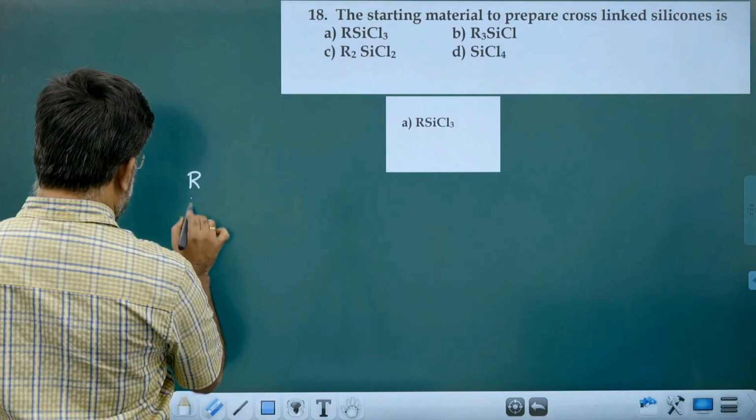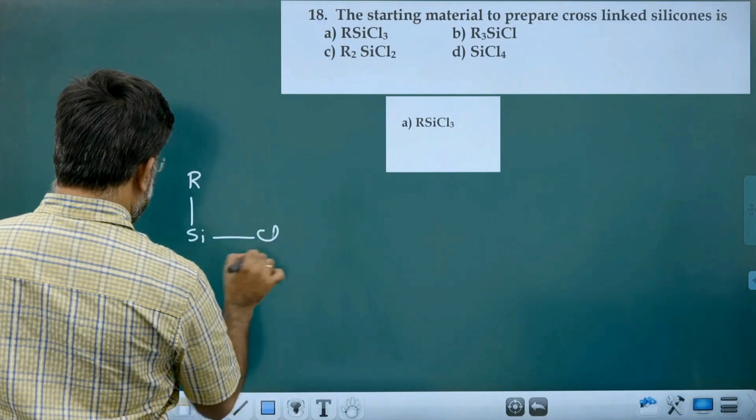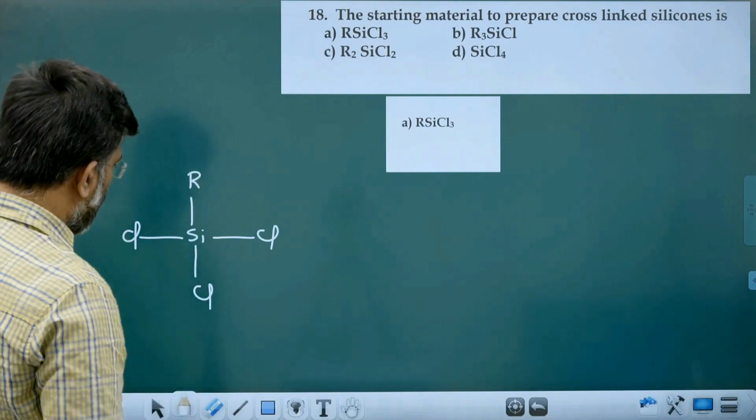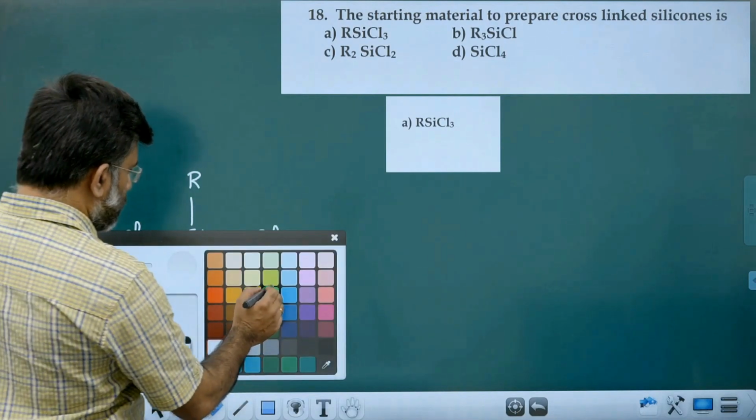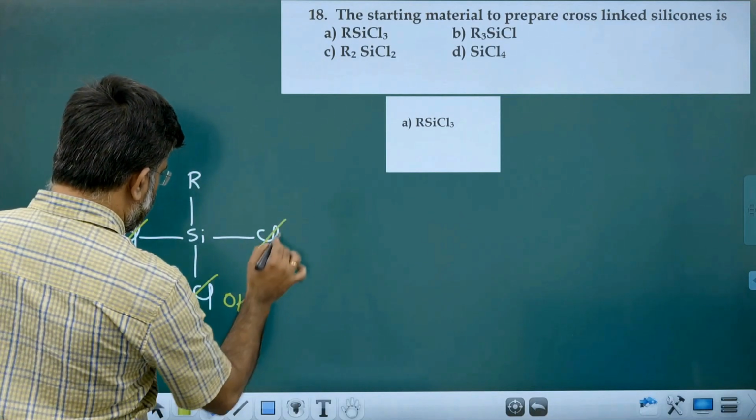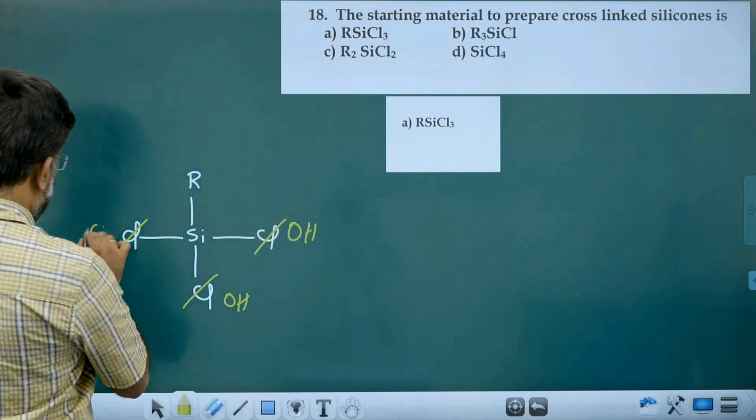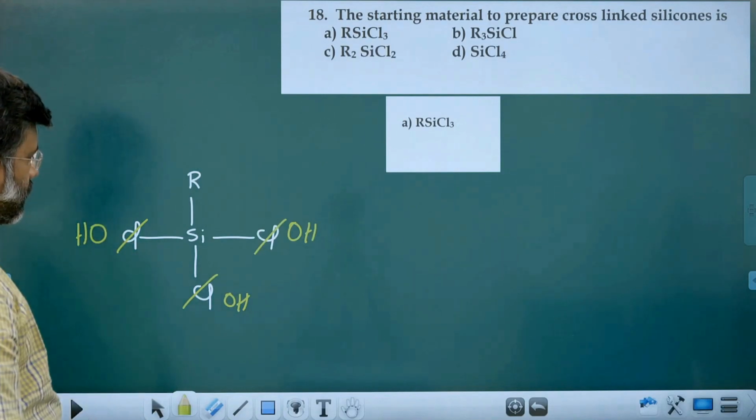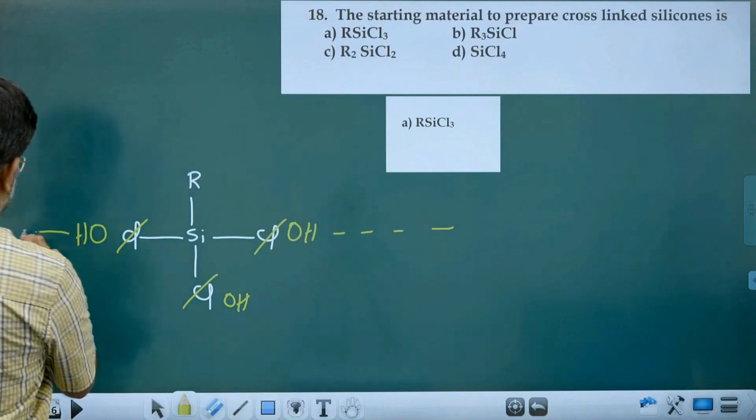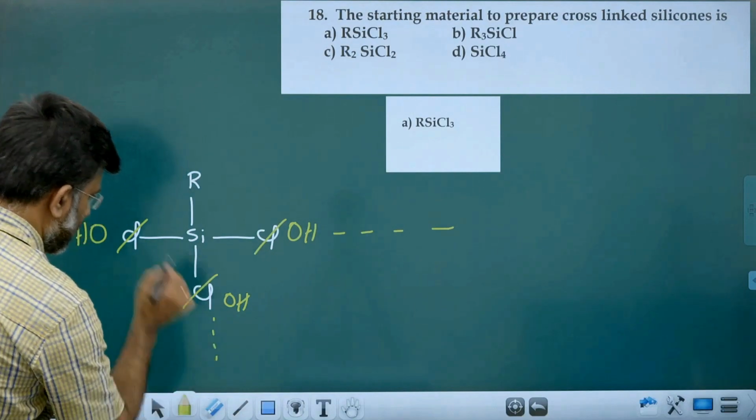RSiCl3 can give you that. You see that RSiCl3, upon hydrolysis, what will happen? The chlorine will be replaced by OH group. And that OH group, when it condenses with a different molecule, it can condense like this, and it can condense like this also.